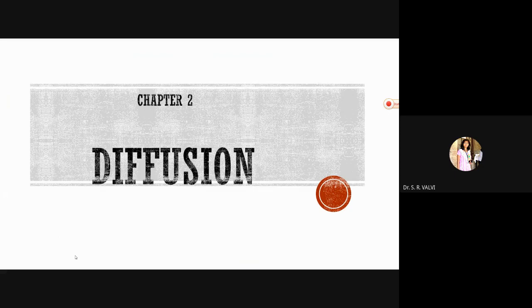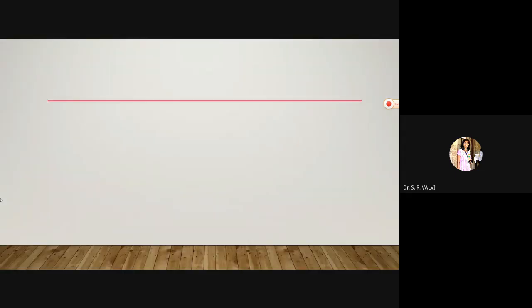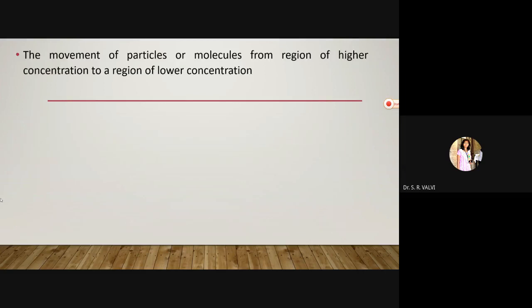Until and unless you are listening very carefully to the particular term, you are not understanding what exactly these physiological terms are meant for. So let's begin with diffusion. Diffusion is nothing but the movement of molecules from higher concentration to lower concentration. Okay, so movement of any particles or molecules, they are moving from higher concentration to a region of lower concentration.